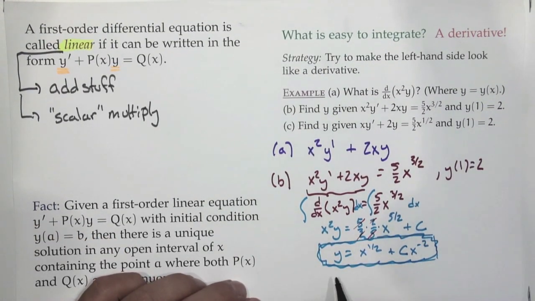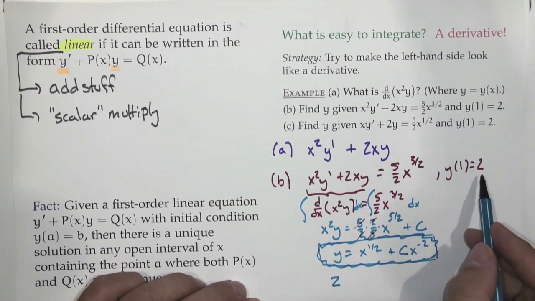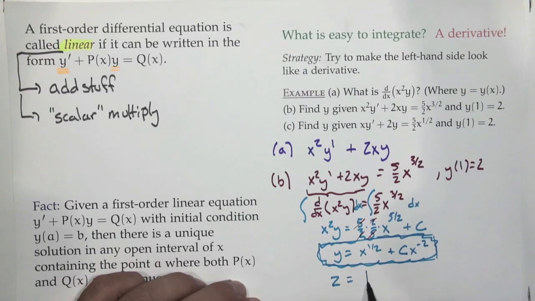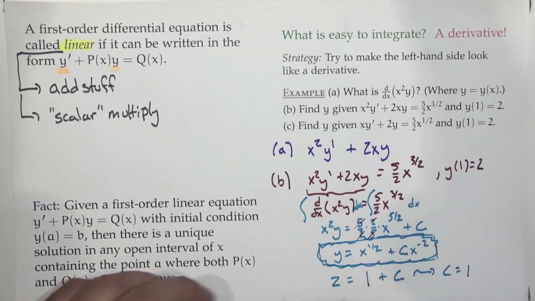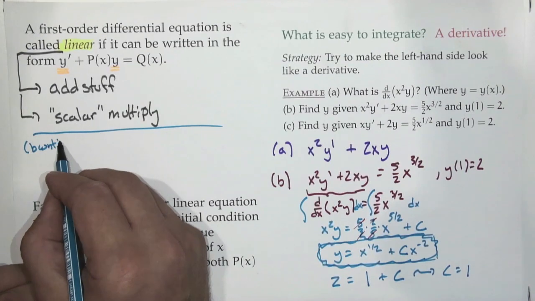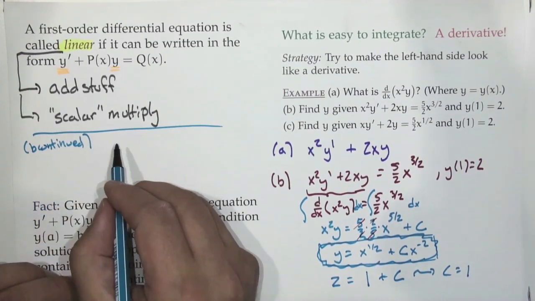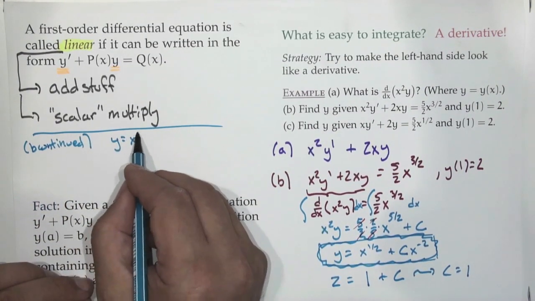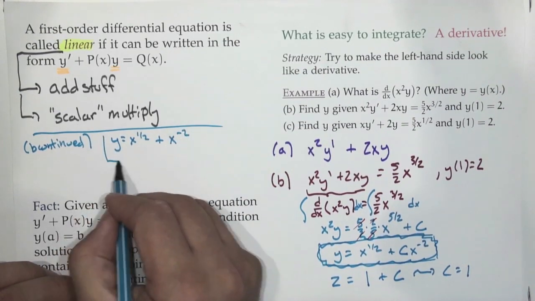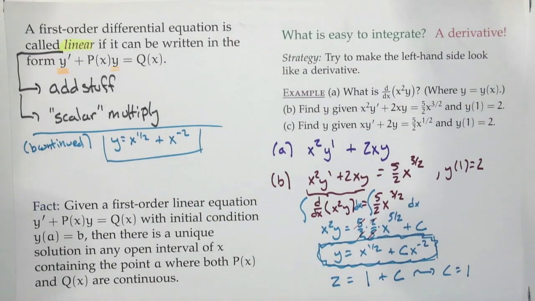Okay, so we have that 2, because I'm plugging in y is 2, equals 1 to the 1/2, which is 1, plus c, 1 to the minus 2 power, 1. So what is c? c is 1. Okay, so we'll put here as part B continued. And so our real answer, because I forgot that there's an initial condition here, is x to 1/2 plus x to minus 2. Okay, good. Now I know what you're thinking.